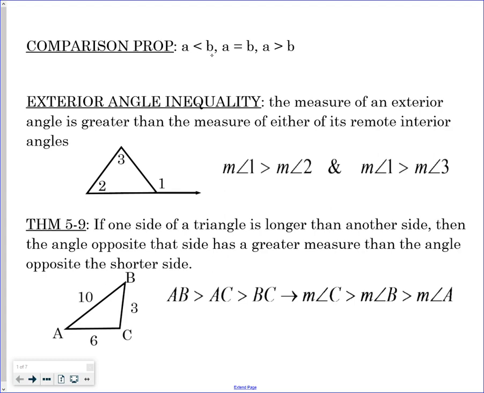A is less than B. A is equal to B. A is greater than B. So if you forget what those are, the less than looks like an L for left, right? Less than, okay? And then greater than is not that.